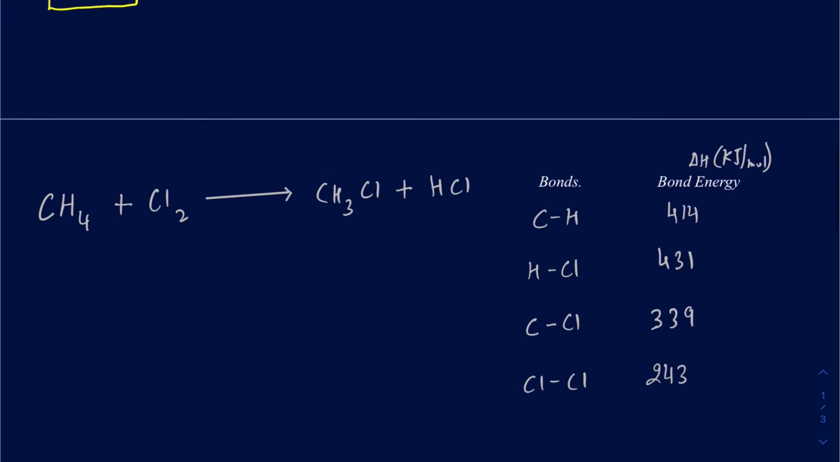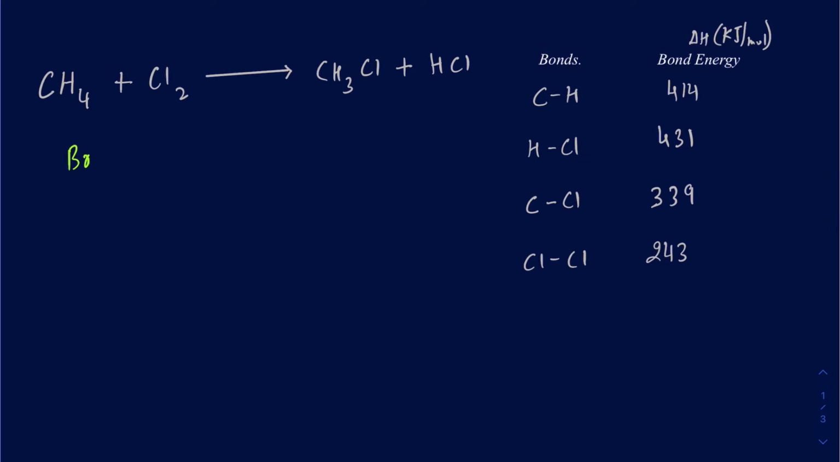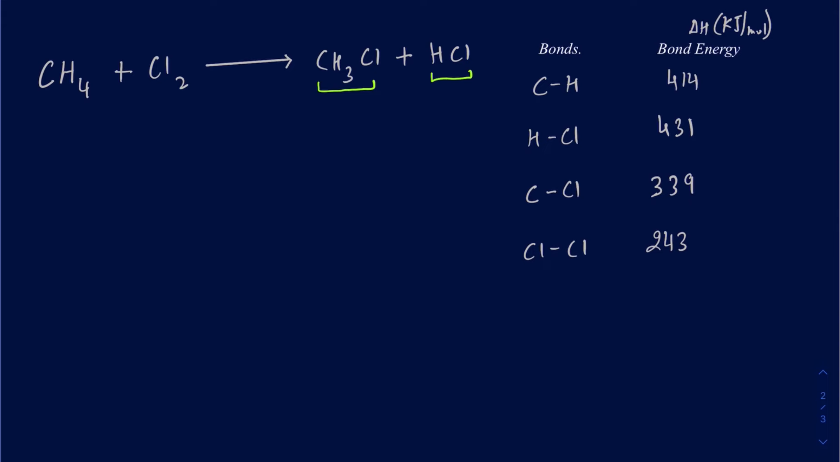So let me take an example here just to clarify things. Suppose I've got this reaction here and I'm given these bond energies on this left side. I don't really have to worry about everything that's going on, but the most important thing is what bonds are broken and what bonds are going to be made. So let's look at what bonds are going to be made and what bonds are going to be broken.